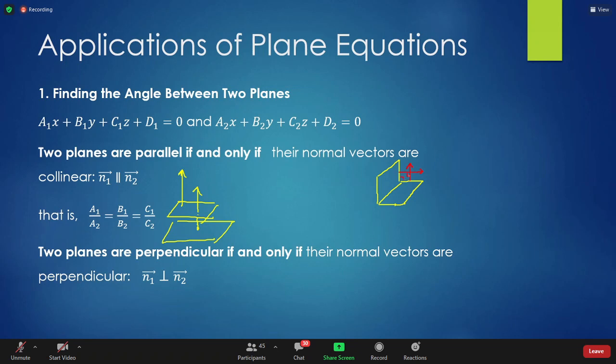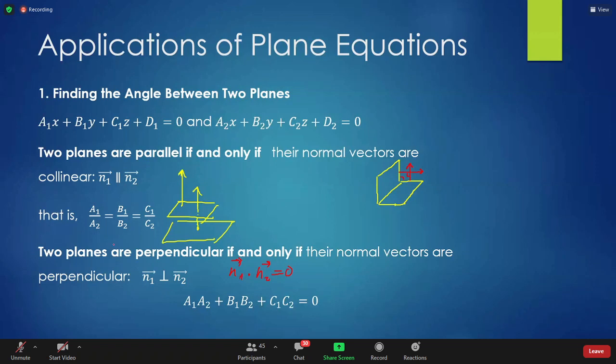There's no other option. So parallelity can be found from normal vectors: parallelity of normal vectors, and perpendicularity of normal vectors. That is, the scalar product of these two normal vectors must be equal to 0. Nothing else will help. So we have two basic ideas to remember from vectors.